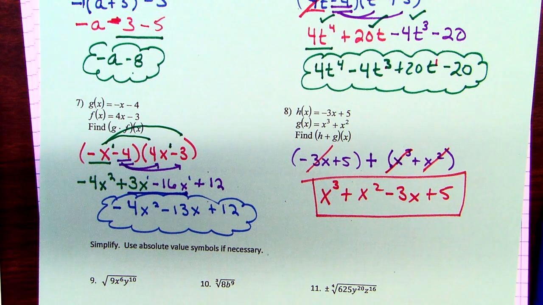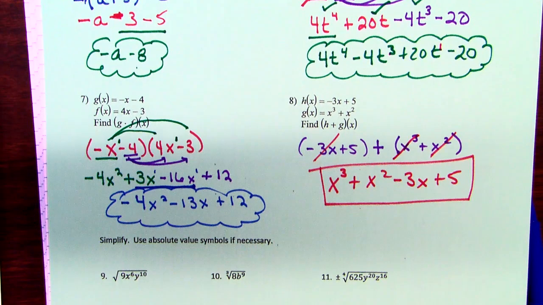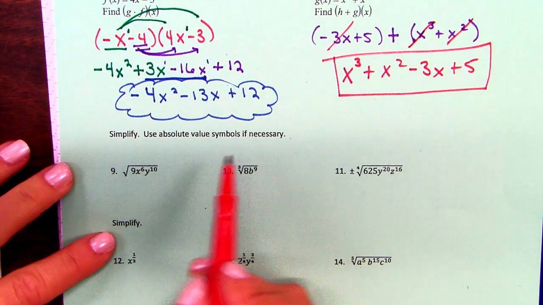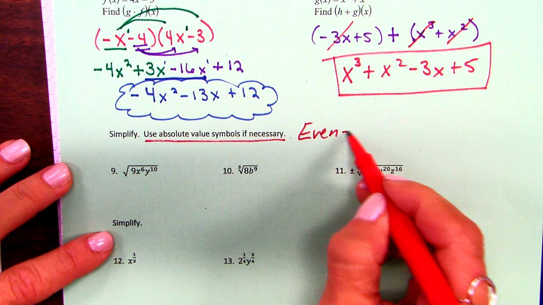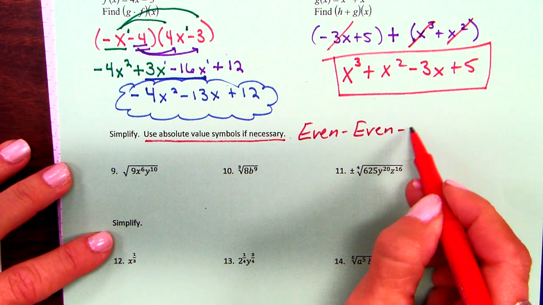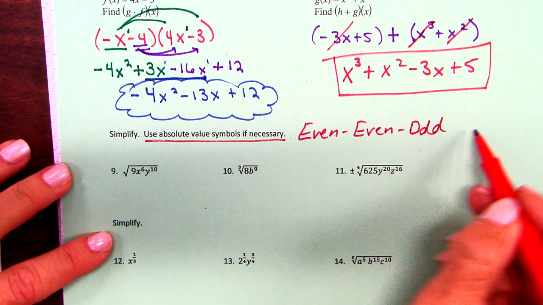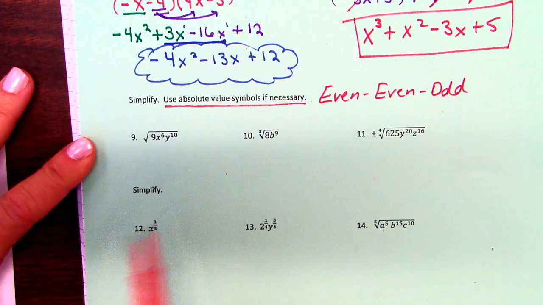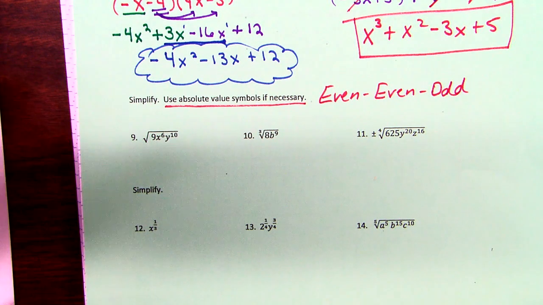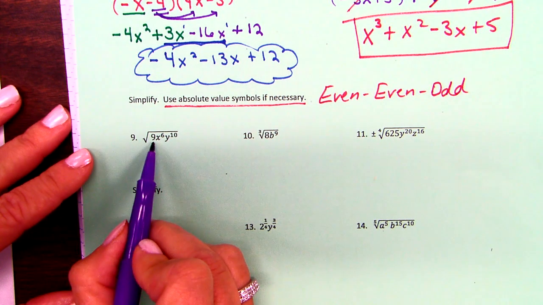Last set of problems. Use absolute value symbols if necessary. That is the even, odd rule. Okay, so we'll review that. I don't know why there's a second simplify yet. Whatever. Anyway, all right. So the square root of 9.